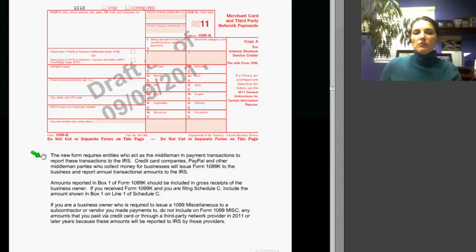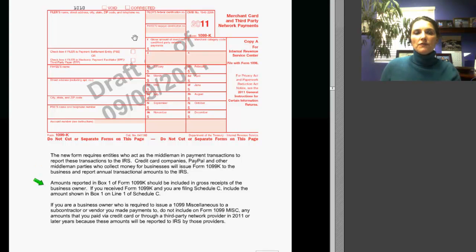The new 1099-K form requires entities who act as the middleman in payment transactions to report these transactions to the IRS. Credit card companies, PayPal, and other middlemen parties who collect money for businesses will issue Form 1099-K to the businesses and report annual transactional amounts to the IRS.